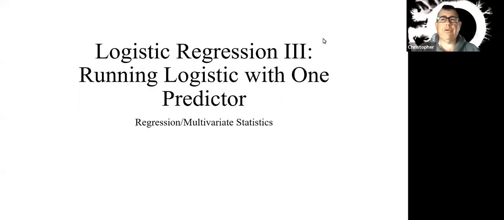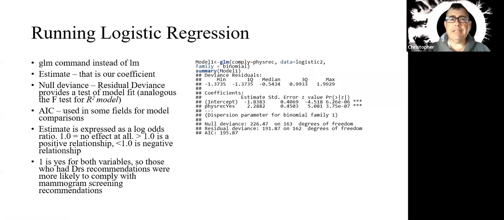Hi everyone, back for part 3 of our logistic regression series, running logistic regression with a single predictor. Here's where we'll bring in some new techniques. So the big difference for running logistic regression: we're going to be using a command called GLM instead of LM. GLM stands for General Linear Model. It does a lot of different analyses, and we'll have to specify the sort of analysis we're after.